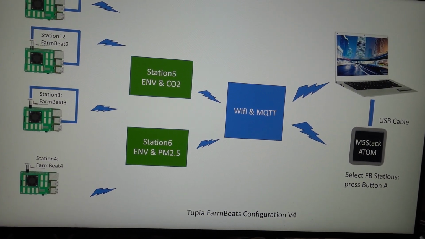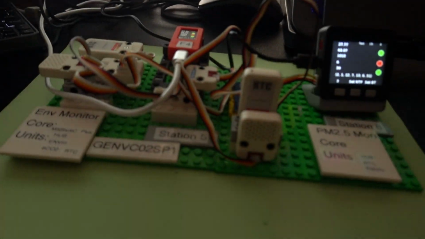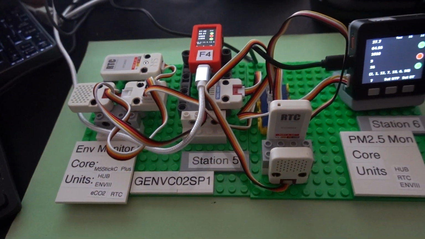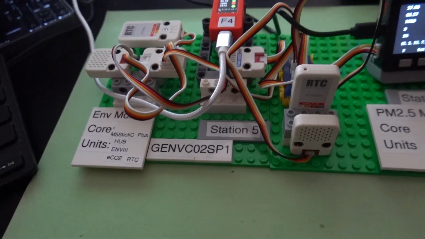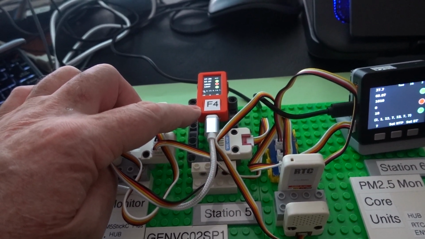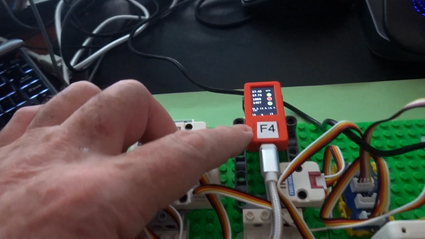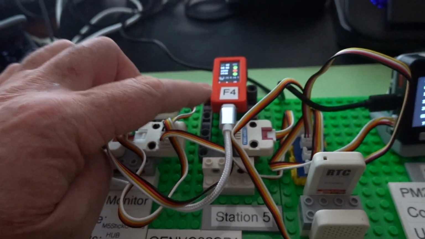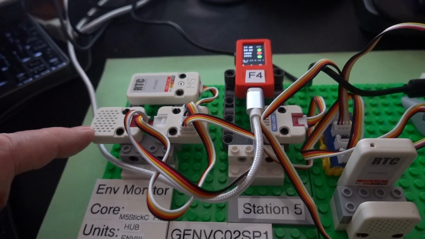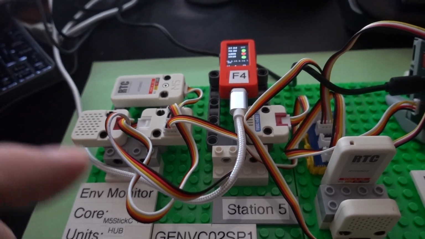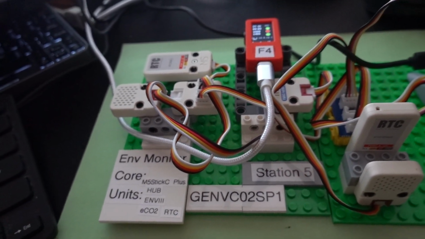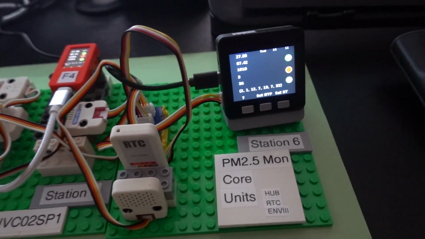Now, to see what that looks like, on the desktop we've got the two stations, 5 and 6. So on the left we've got Station 5, and it has an M5StickC computer, which you can see here, and its display. And connected to that there's a hub with the various ports. So it's got a real-time clock, an Environmental 3 monitor, and the carbon dioxide sensor is over here. So that's station number 5, and station number 6 is over here.